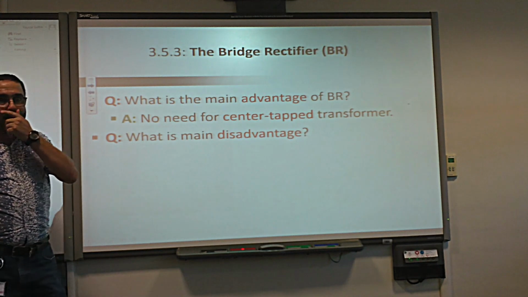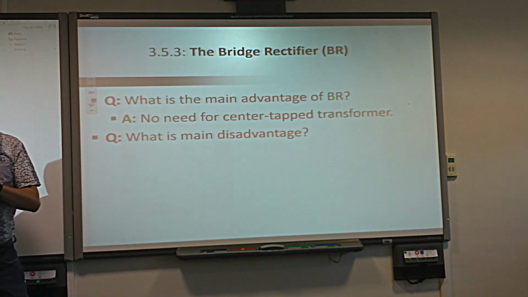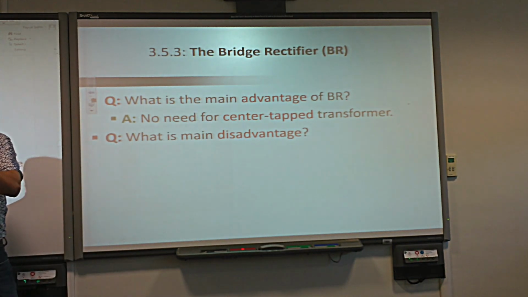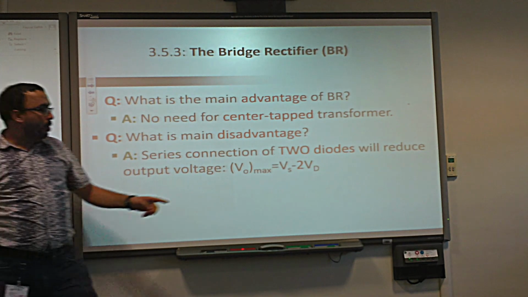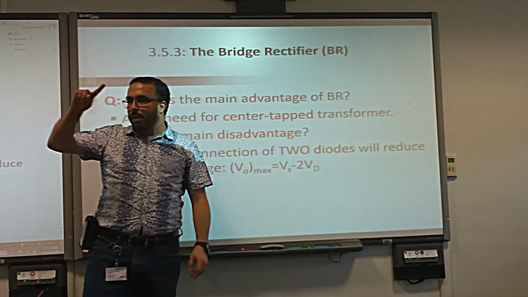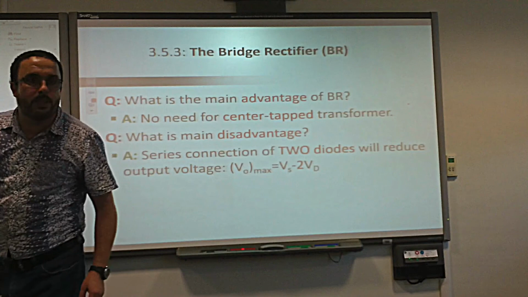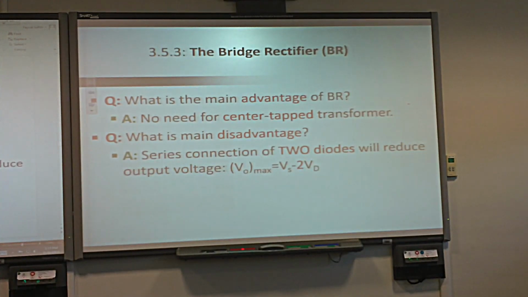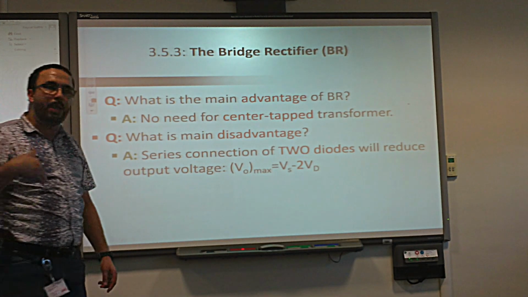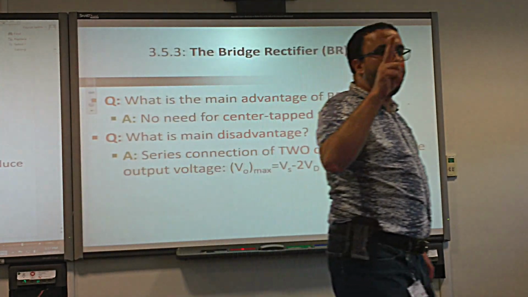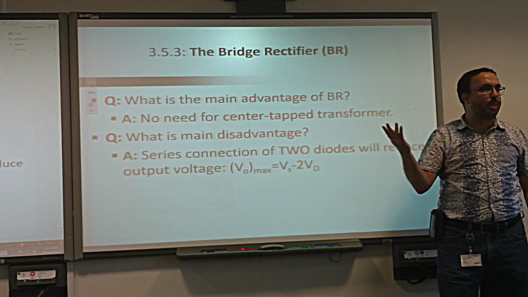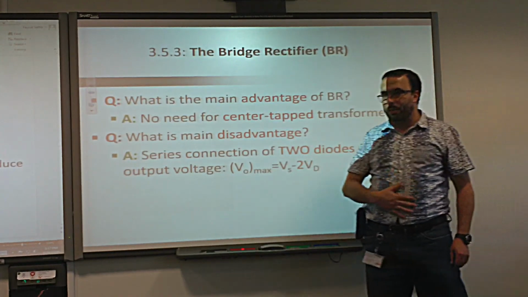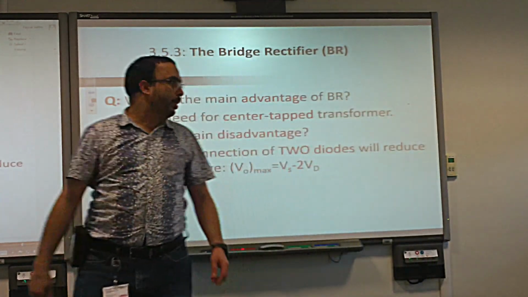Now, what's the main disadvantage? It has two disadvantages. We now use 4 diodes instead of 2, like the previous one. And we also lose 2 VDs, because remember, the current passes through 2 diodes. So the output will be less than the input by 2 VDs, meaning 2 times 0.7, which is 1.4 volts we are losing because of these 2 diodes. Got it?